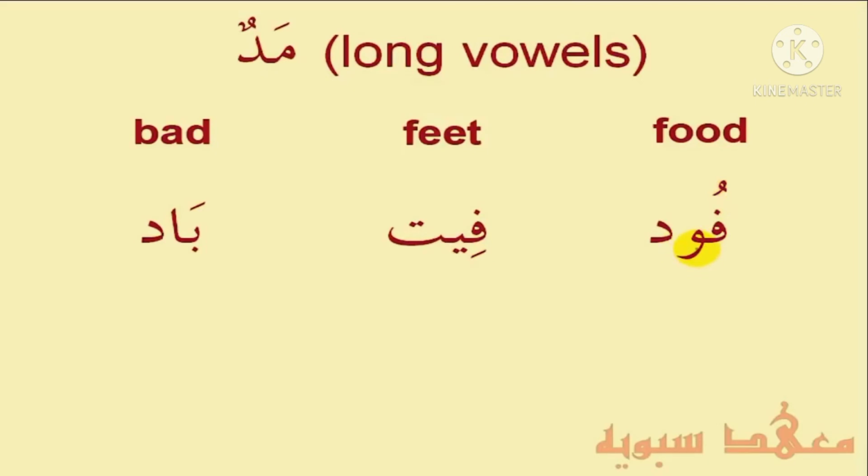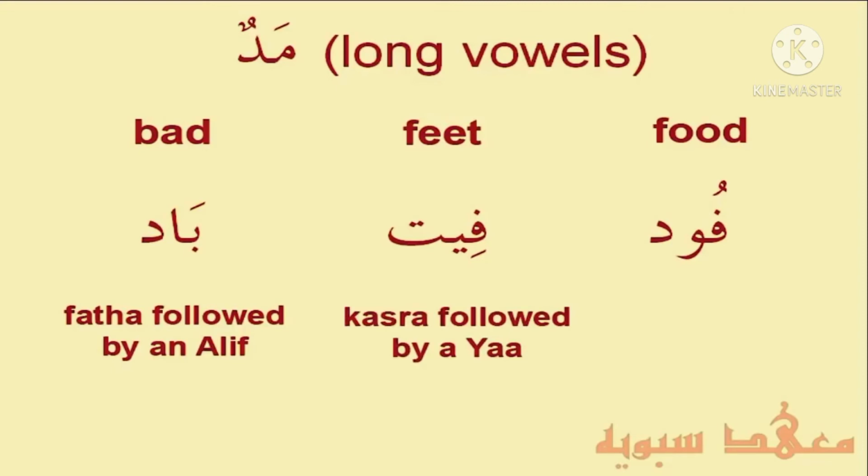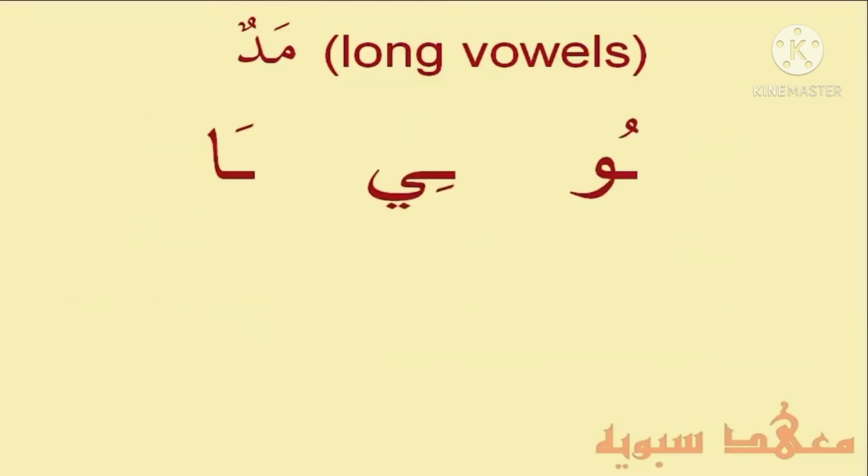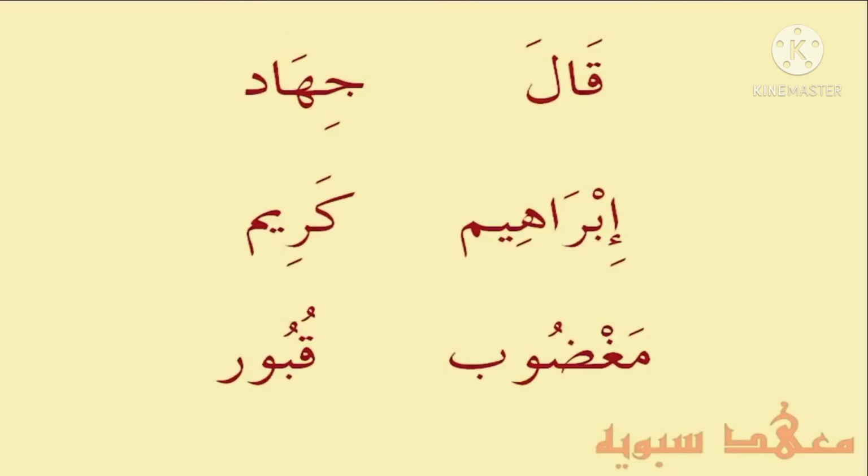So we'll come to know that the long vowels are created in these three following ways: a fatha followed by the alif, a kasra followed by a ya, and a dhamma followed by a waw. So they represent the three long vowels. Inshallah we'll go through some words to see how the long vowels are pronounced. So here are some words.